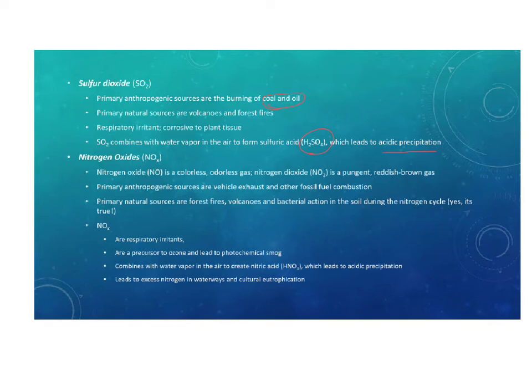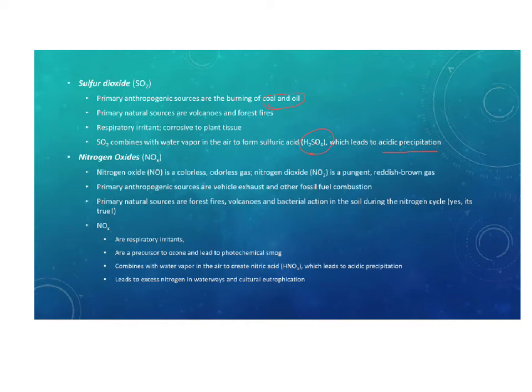Now, I didn't make the specific correlation between acidic precipitation and all the things that causes, but we've been through that before when we talked about water pollution and soil pollution. Nitrogen oxides, or NOx. Nitrogen oxide, NO, is a colorless, odorless gas.